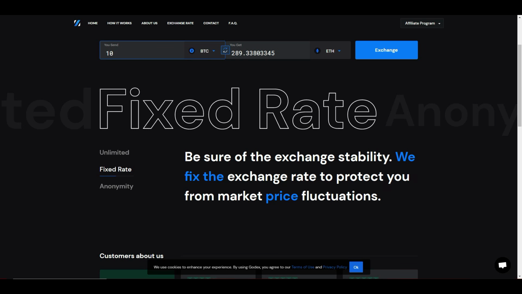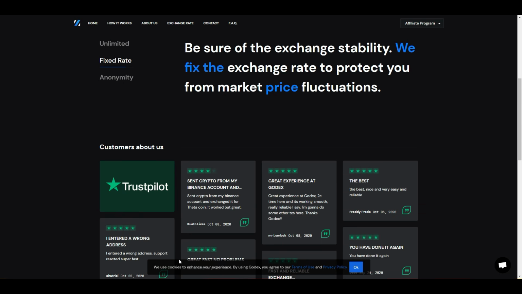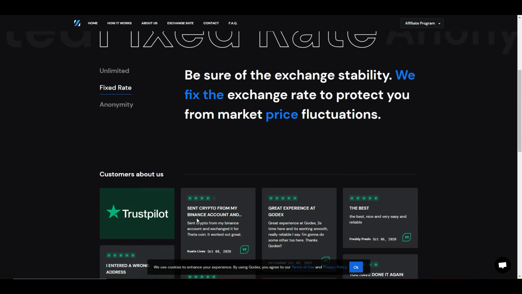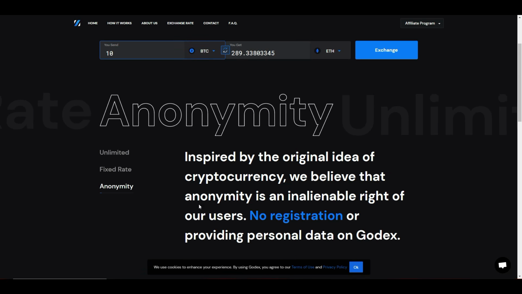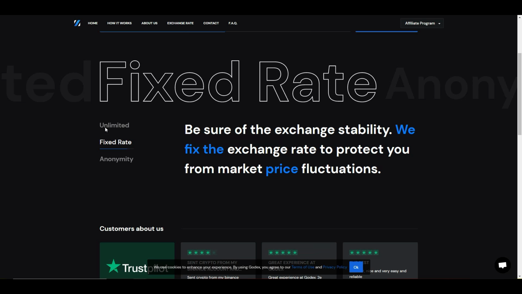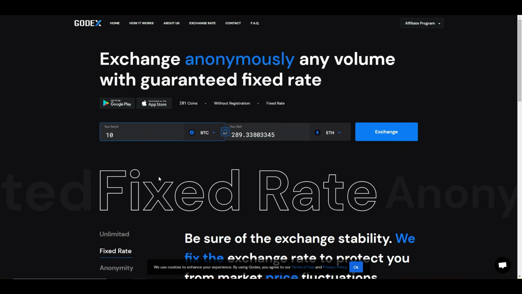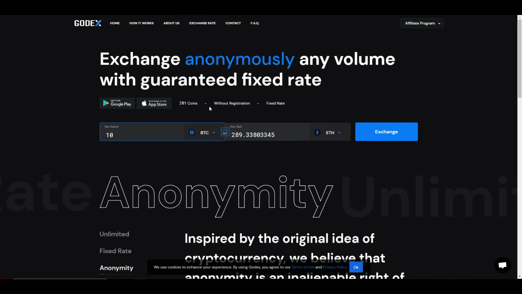So be sure of the exchange stability. We fix the exchange rate to protect you from market price fluctuations. And that's what I'm talking about, guys, having an exchange that really looks out for you. So you see it here, these are kind of the three pillars of everything that goes into Godex. They have a lot of benefits, guys.